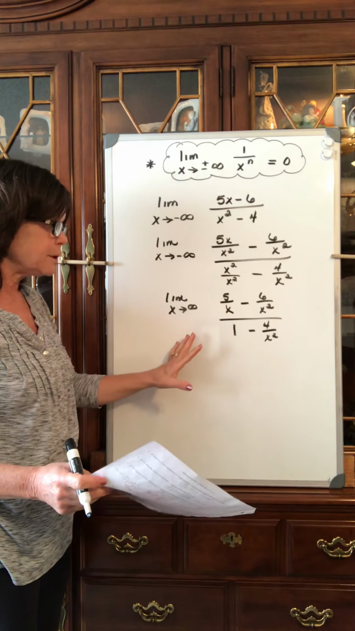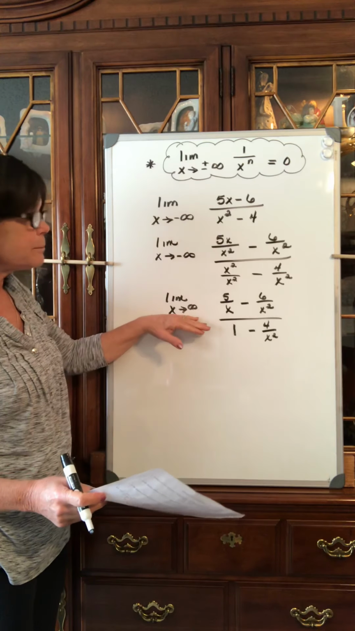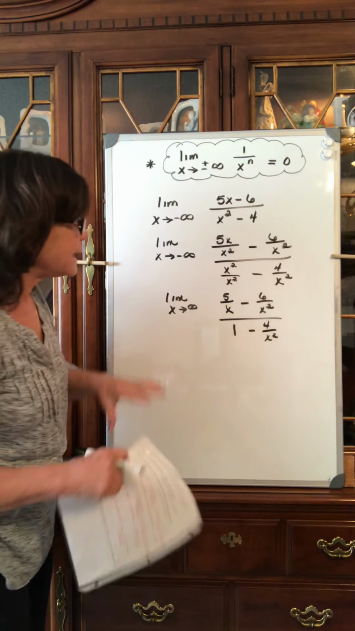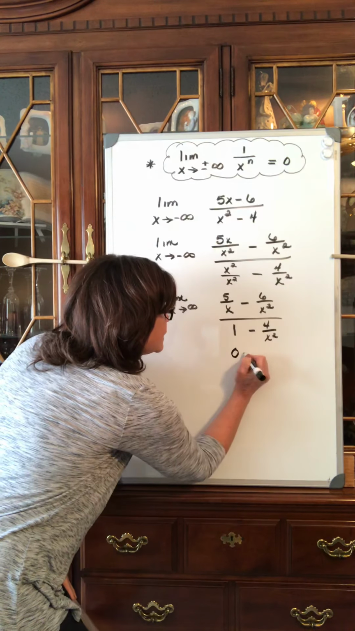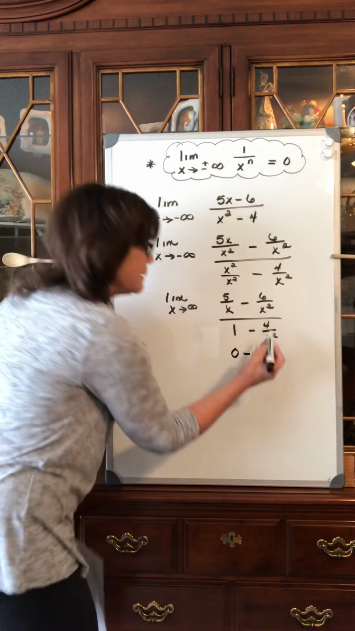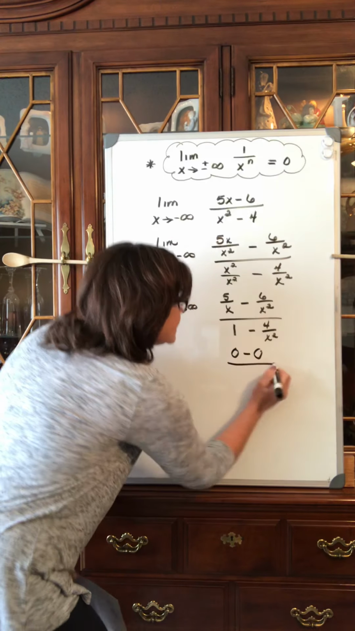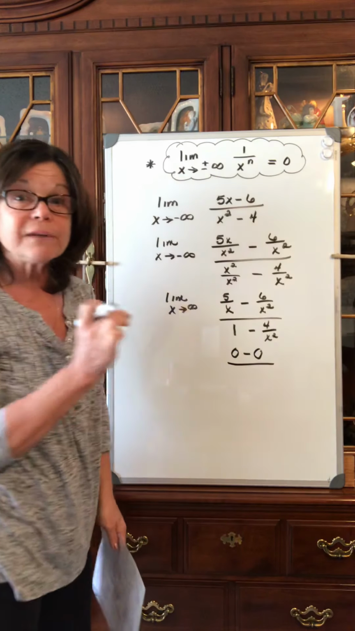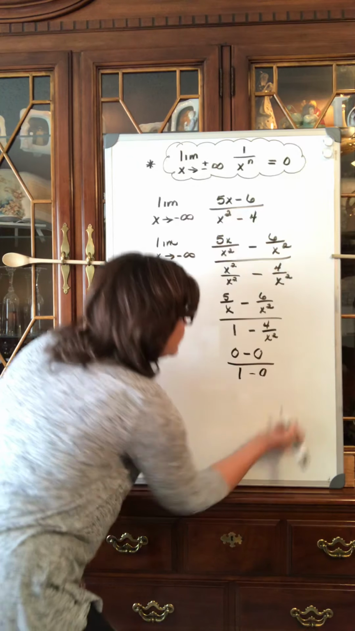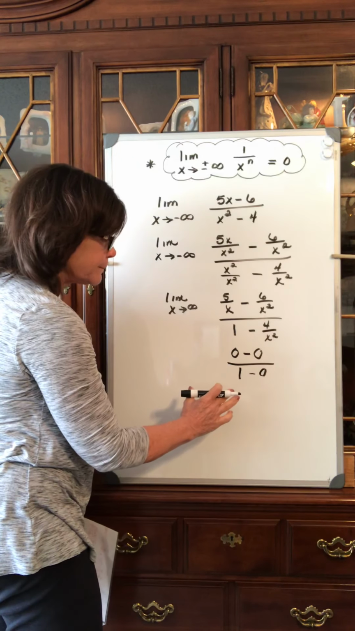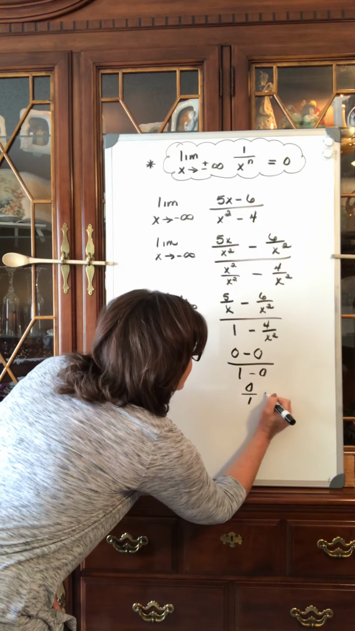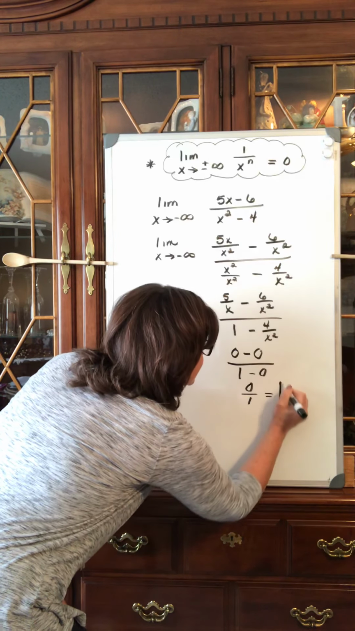I'm going to drop out the limit notation. The limit as x is approaching either positive or negative infinity of any number divided by x is 0. The limit to infinity of any number divided by x to any power is 0. The limit of the constant 1, the limit of a constant is the constant, that's 1, minus 0. When you simplify this, you get 0 over 1, so here the limit is 0.